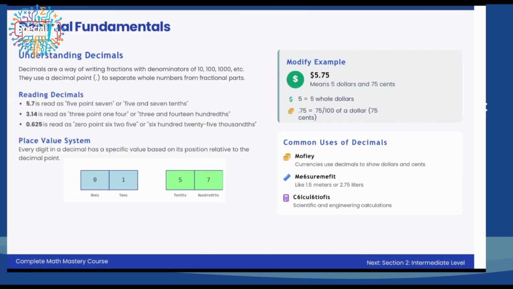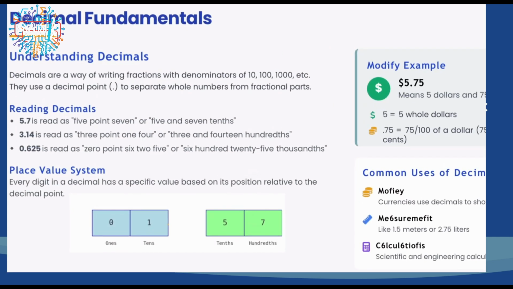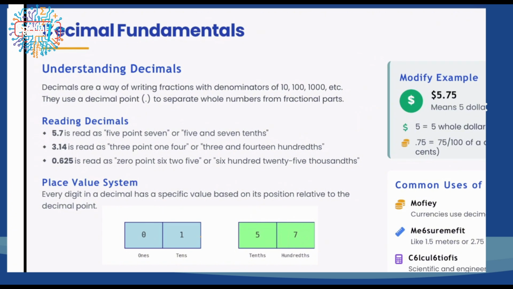And the last part would be about decimal fundamentals. Again, we're going to talk a little bit about the basic parts, and in future videos, we're going to talk about it in more detail. So what are decimals? Let's talk about the fundamentals. Decimals are a way of writing fractions with denominators of 10, 100, 1000, and so on. Then I'm going to use the decimal point in order to separate the whole numbers from the fraction part. What is that supposed to mean?